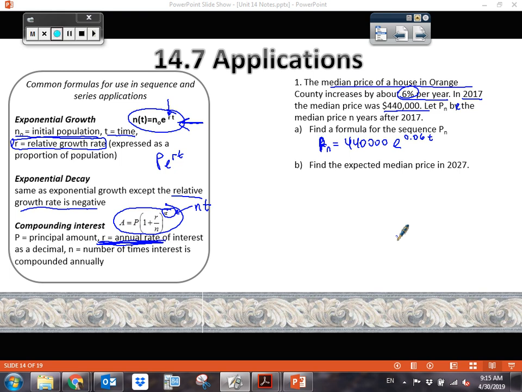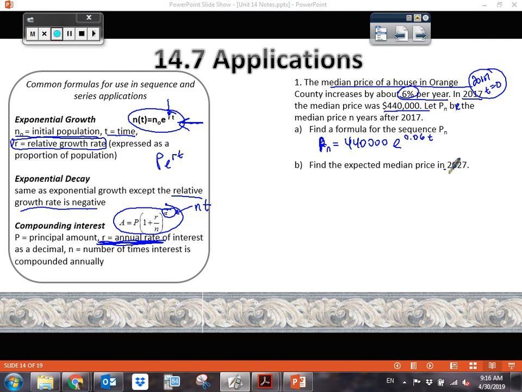Using the formula, they want us to find the expected median price in 2027. Now, this is a calculator lesson, so hopefully you have your calculators with you. Let's look and see what we have. They're using 2017 as the initial year, so T would be 0 in 2017. With that information, we then need to figure out what T would be in 2027.